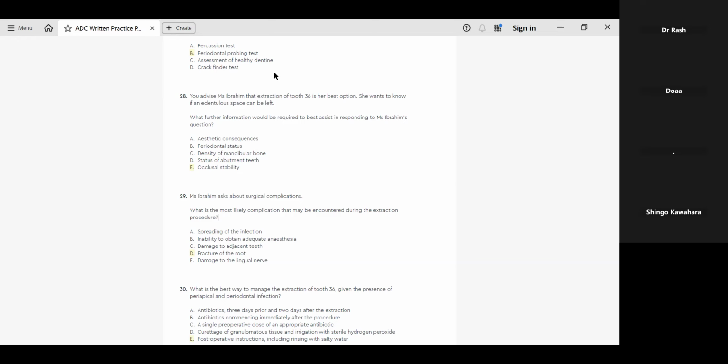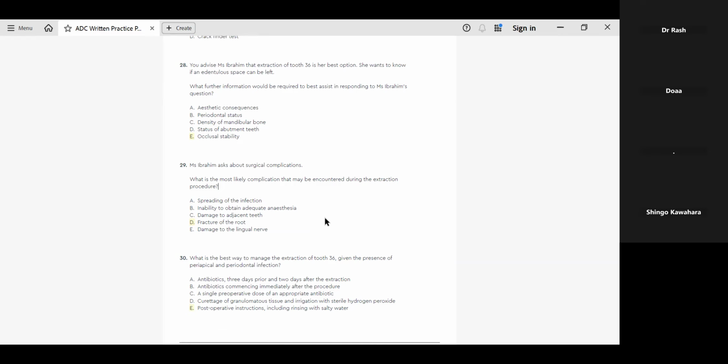Candidates do not fail because they don't have adequate knowledge. They fail because of not knowing what the question was actually asking, right? So inability to obtain adequate anesthesia, like someone was asking me, can be an answer. Yes, she has an infection, although no swelling. So we don't really anticipate that anesthesia might not be effective, but it can be an answer. But the question is not really asking you that, right?